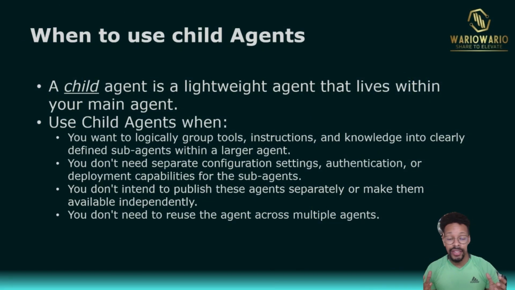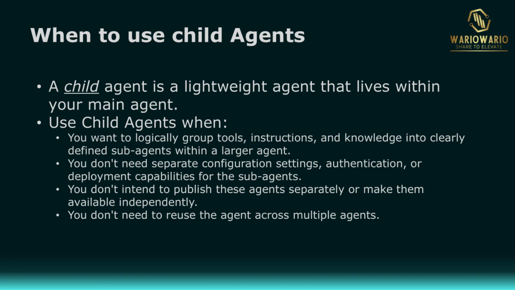So, in the presented architecture, you saw the specialized agents, and these agents can come in as either child agents or connected agents. So, let's look at what child agents are. A child agent is like a lightweight assistant that lives inside your main agent. Think of it as a sub-agent that helps organize tasks without needing to stand on its own.